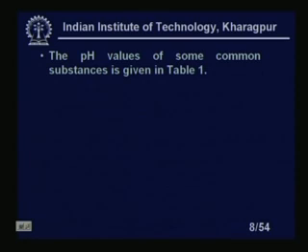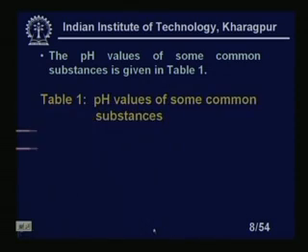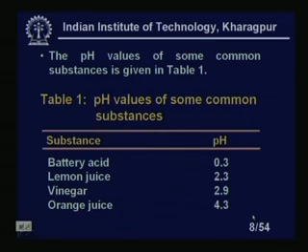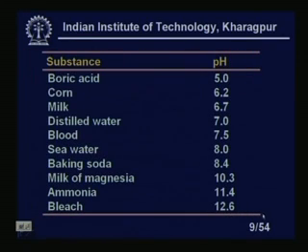The pH values of some common substances are given in table 1. Let us look at the pH values of some common substances. Battery acid, which is supposed to be a very strong acid, sulfuric acid, is almost close to 0.3, very strong acid. Lemon juice is 2.3, because these are all organic acids. Vinegar 2.9, orange juice 4.3. So more and more you see the pH value increasing. Then you have boric acid 5, corn 6.2, milk 6.7, slightly acidic, and distilled water 7.0.